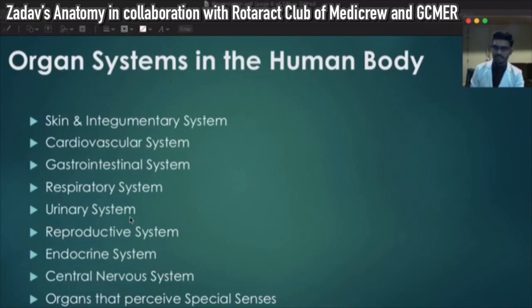Okay, then we have the reproductive system, the endocrine system. In the endocrine system, I have one example of the pancreas, the islets of Langerhans, which is the endocrine part of the pancreas, which I'm going to speak a little bit about. Central nervous system, organs that perceive special senses. So these are all the organ systems that you should be familiar with. I think that in special senses, retina and cornea are extremely important, and they are something that does need a lot of mugging up. So good luck with that.